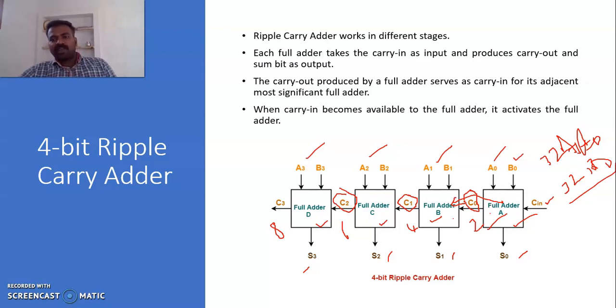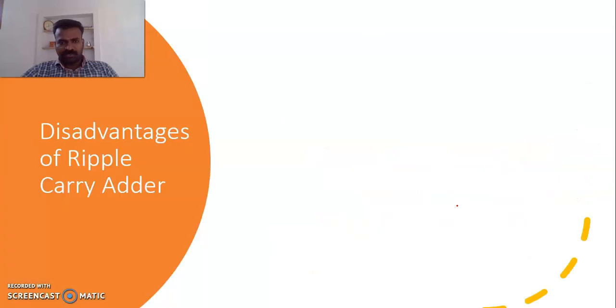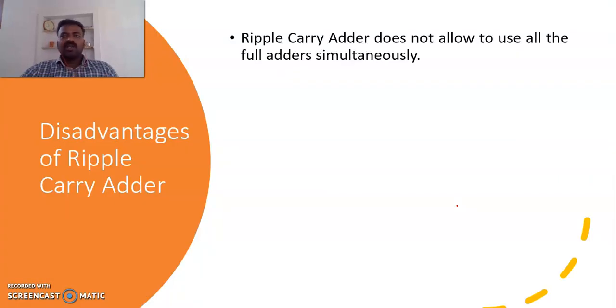When carry becomes available to the full adder, it activates the full adder. Yes, once this carry value reaches the next full adder, then only this full adder will activate. Okay. After the full adder becomes activated, it comes into operation. Yes. So this is the advantage of the ripple carry adder. So the ripple carry adder does not allow us to use all the full adders simultaneously. Yes, absolutely. Because the carry is coming from the previous full adder output.